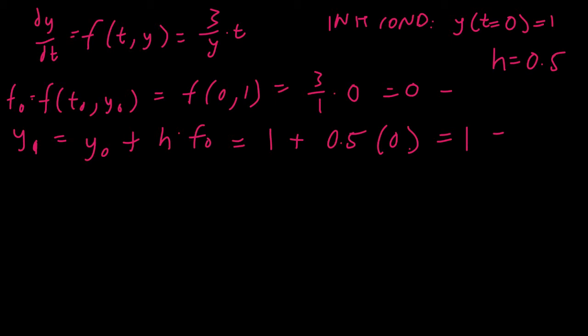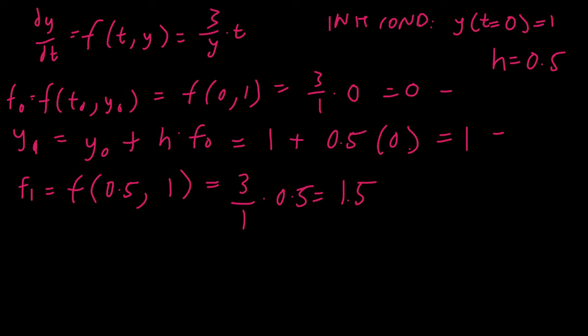Then we once again are able to compute f1, and this is equal to f(t1, y1). Since t1 is defined by our step size, we've taken one step, so t1 is 0.5, and y1 we've just computed is 1. Plugging in the values for t and y, we get 3 over 1 times 0.5, which is equal to 1.5 for f1.